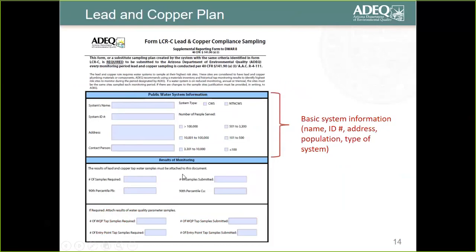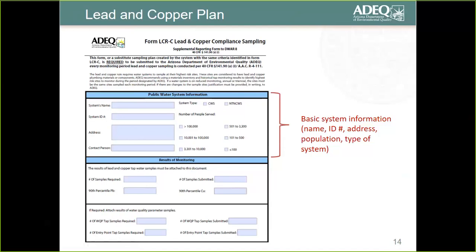So if your lead and copper sampling schedule is 5 samples every year, you just put 5 for the number of samples required. And then it asks you for the number of samples submitted. So during your most recent sampling event, if you submitted 5 samples, you just put 5 for the number of samples submitted.